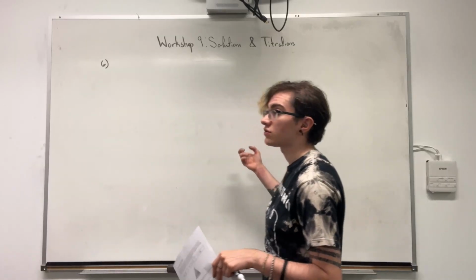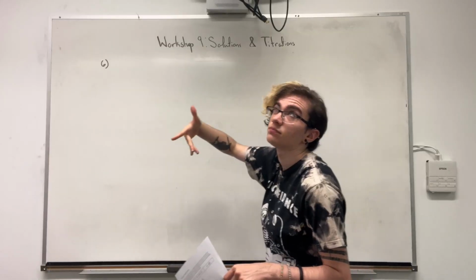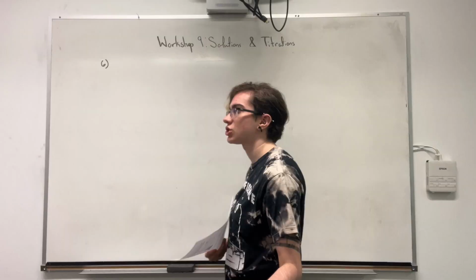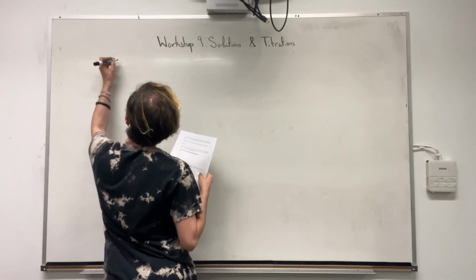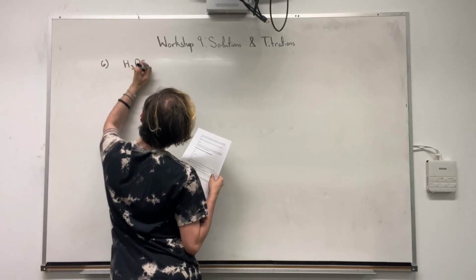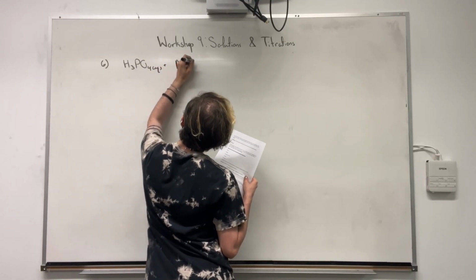We saw that in question 5. We had to know the mole ratio was 2 to 3 between the sodium phosphate and the copper chloride. We need to do the same thing here. What is my ratio between my phosphoric acid and my sodium hydroxide? So we have H3PO4 plus NaOH.